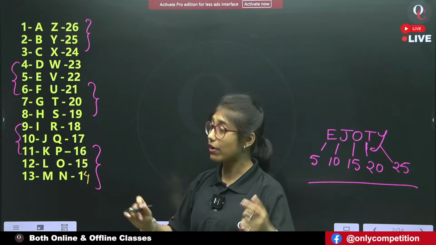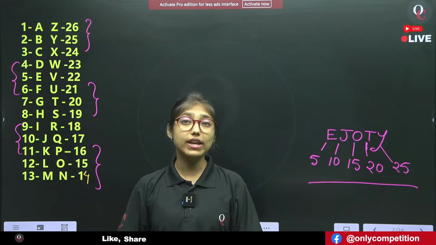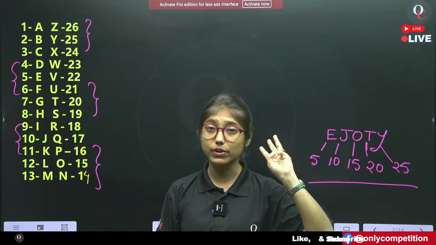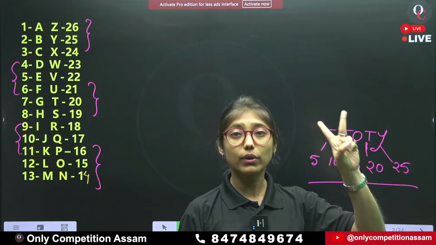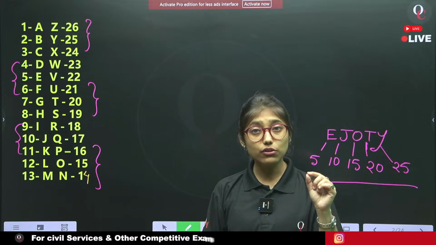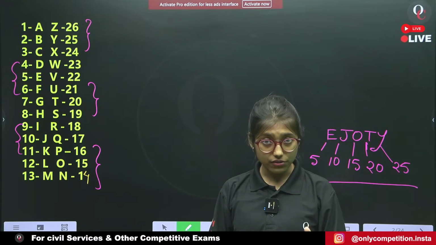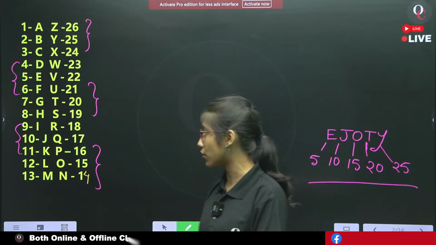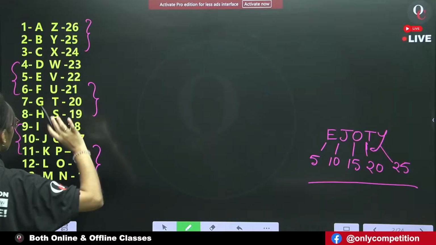Group them and then memorize. X, Y, Z are the last 3 letters, which can be memorized: 24, 25 and 26. Done? Nice. After this, we need to study the remaining letters. ABC can be memorized easily.